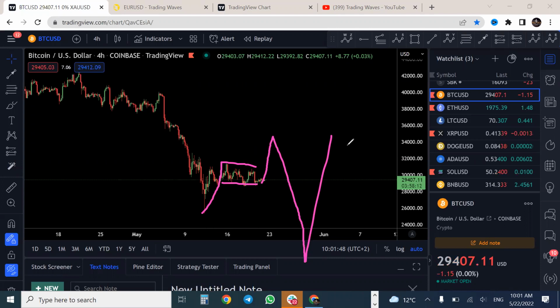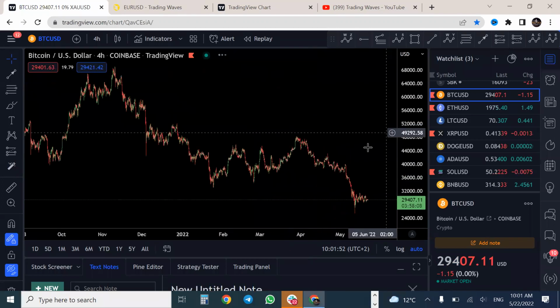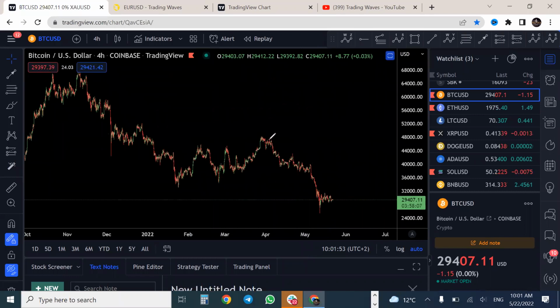We can still get one more move to the downside because we have what looks like a 5-wave move here that I'm going to show you again. You can see it clearly on the 4-hour, 1, 2, 3, 4, and we're anticipating a 5. Only then will we say that Bitcoin may be ready for a reversal. So for now, we still anticipate more downside with this.